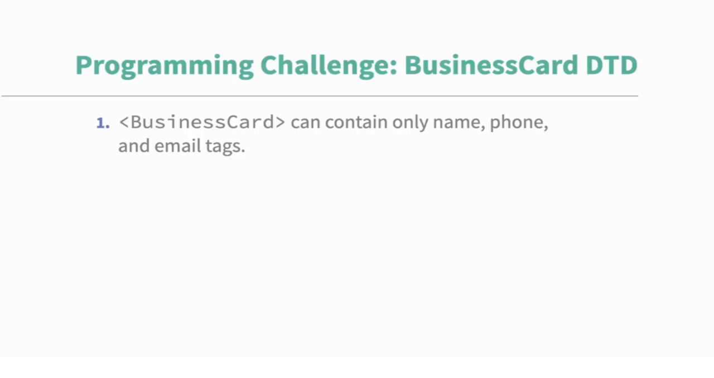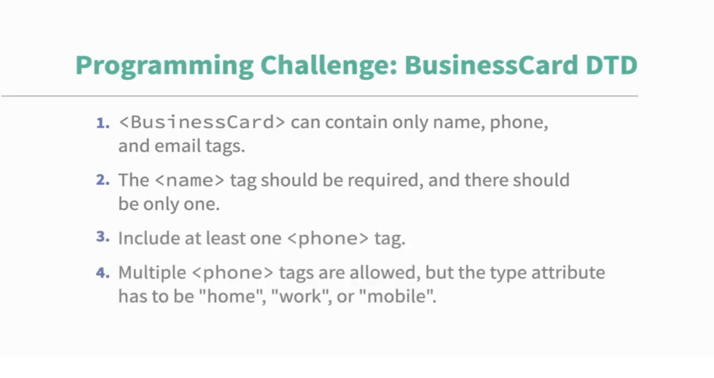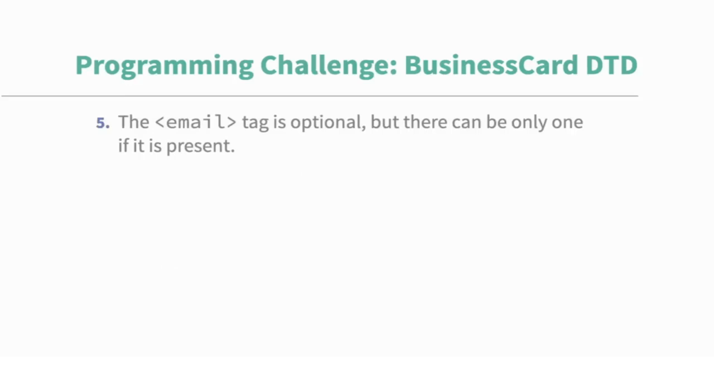So the business card root element can only contain name, phone, and email tags. The name tag is required, and there can be only one. There should be at least one phone element. There can be multiple, but the type attribute is limited to being home, work, or mobile. The email tag is optional, and there can be at most one of these. And then finally, the DTD needs to be an external file that is referenced in the XML content.